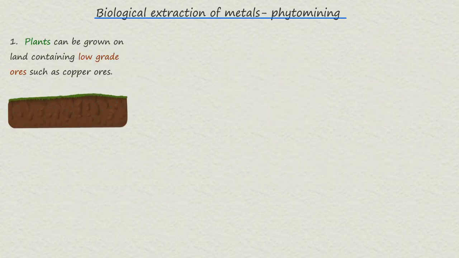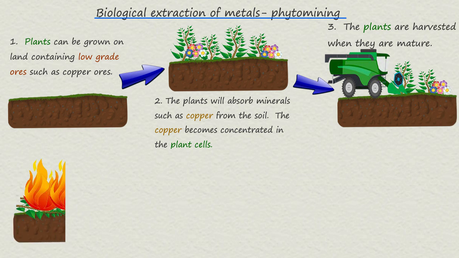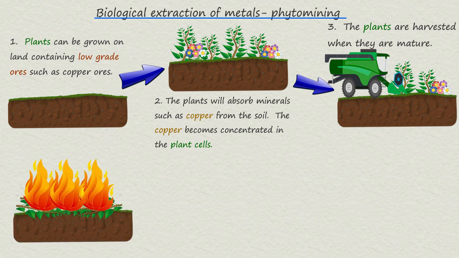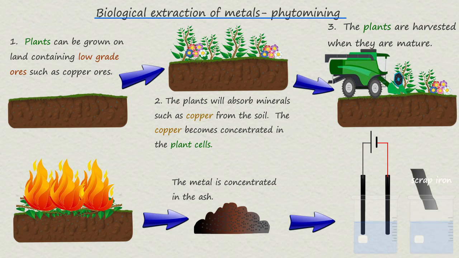In phytomining, plants are grown on land containing the low-grade metal ore, such as a copper ore. The plants will then take in the metals present in the soil as they grow, and this means that the metal will become concentrated in the plant cells and tissues. Once the plants are mature, they can be harvested, collected, dried and then burned. This means that the metals present in the plants will then be further concentrated in the ash produced. The ash can then be treated and dissolved in a sulfuric acid solution to form a solution of copper sulfate, which can then undergo electrolysis to produce copper at the cathode.